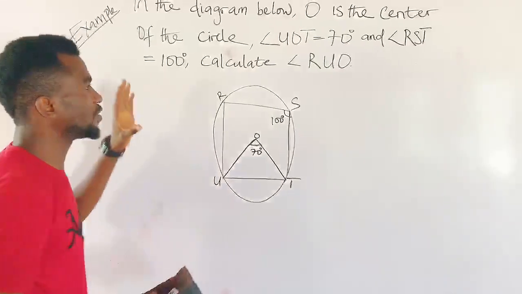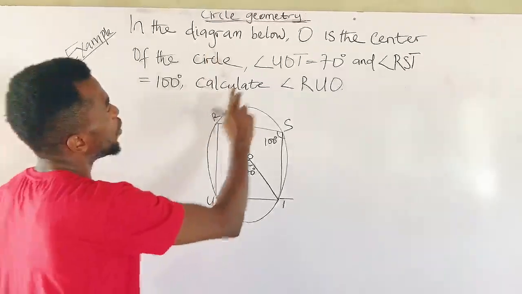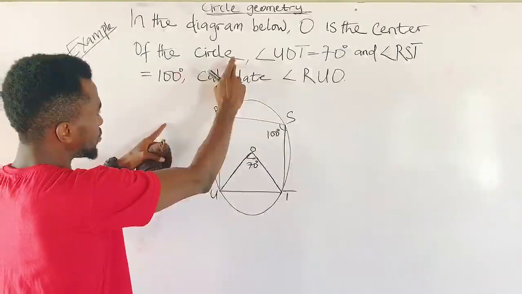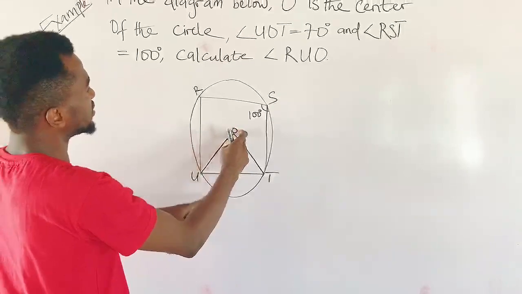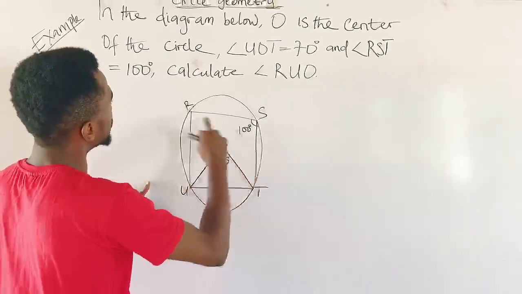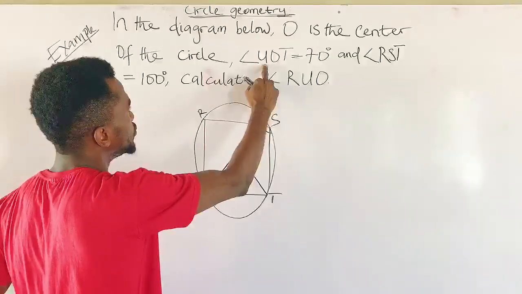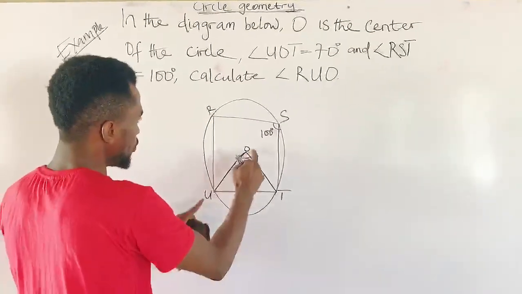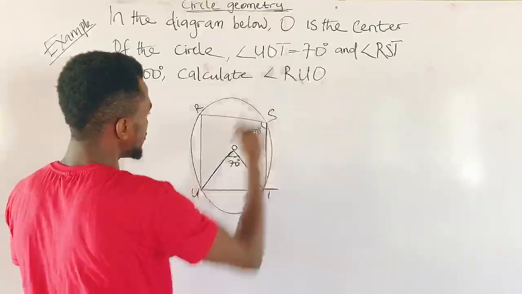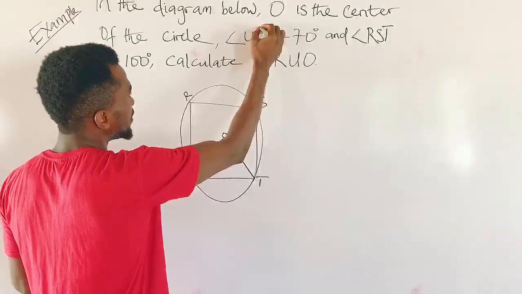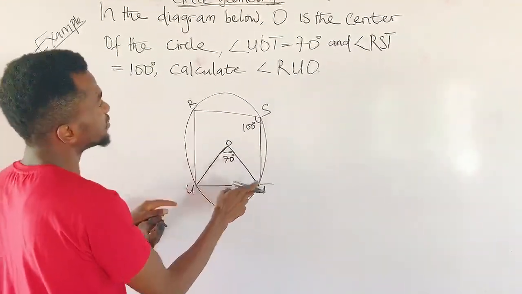Alright, let's go. Now let's solve the first one. Example 1 says, in the diagram below, O is the center of the cycle. In this diagram, O is the center of the cycle. Angle UOT is equal to 70. That means they are referring to this angle O, which is 70 degrees.